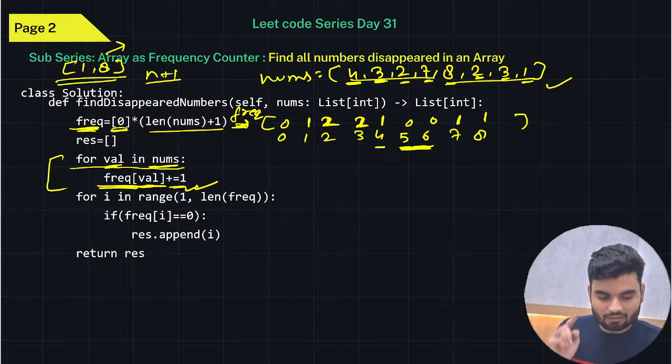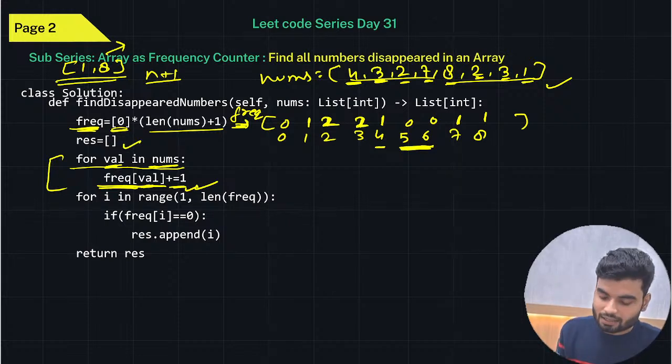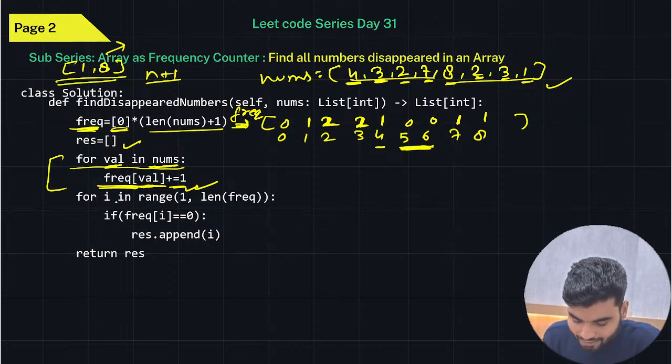Yes or no? Yes, they were missing. So what we'll do is add these values in our result, in our result array list or vector, anything, depending on the language. Right, so right here what we're doing is iterating over our frequency.